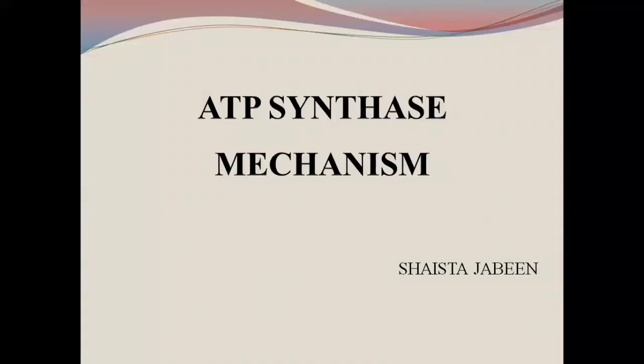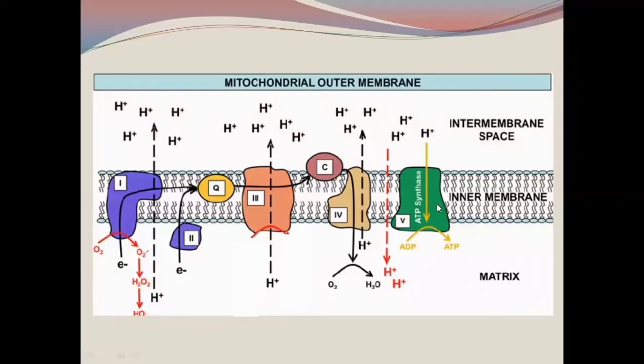This lecture is about the ATP synthase mechanism, how the synthesis of ATP occurs by this ATP synthase. As ATP synthase is involved in the synthesis of ATP, how does the synthesis of ATP take place by this ATP synthase? ATP synthase is also known as complex 5 and is also known as the F0 F1 complex.